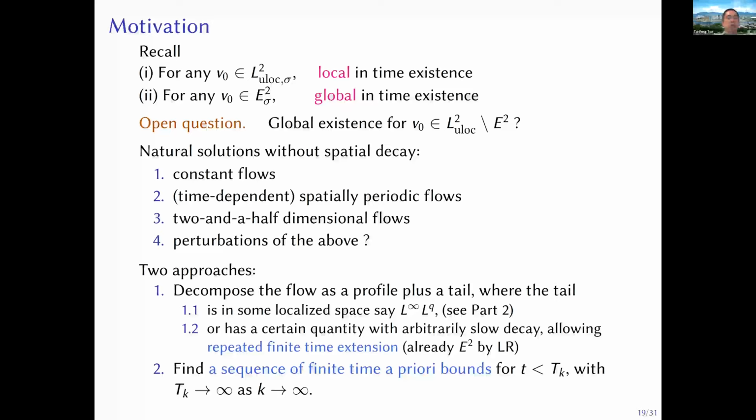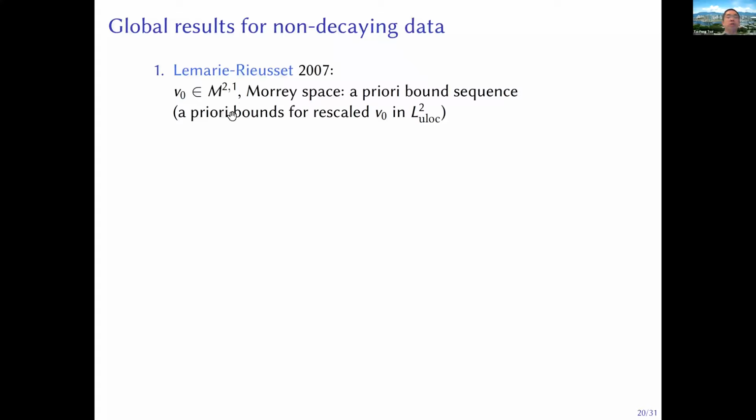So the first result in this category, global results for non-decaying data, is by Ma, Hi and Liu. She considers V0 in M^{2,1}. So this is by a sequence of a priori bounds, because V0 is in a Morrey space, and you already have a priori bounds in uniformly local L2 for this V0. But if V0 is in M^{2,1}, you can look at its rescaled version. For the rescaled version, we also have a priori bounds, and then we can rescale those a priori bounds back to V0. And then t_k will converge to infinity. So this is the first such result, in Morrey space.